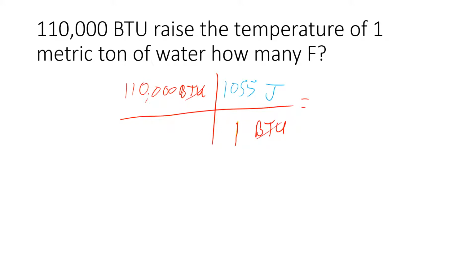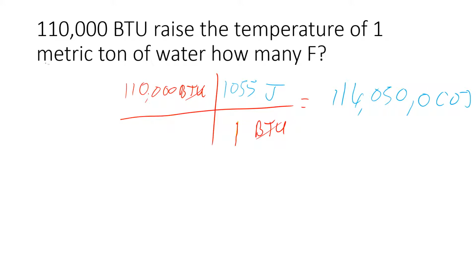So we just multiply 1055 times 110,000. That gives us 116050. Should be blue. 116050. All right, so that's how many joules we have.